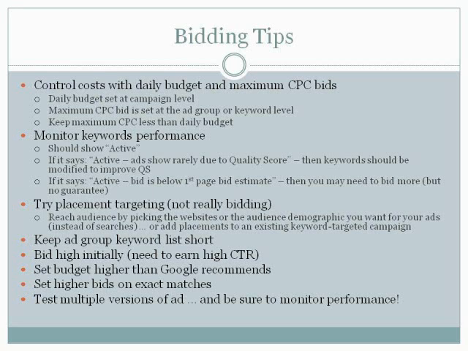Then you really need to monitor your keywords' performance. As you go into your AdWords and take a look at how things are going, you should see the word active. Active means that it's placing ads and doing pretty well. You should also take a look at your quality score. You might see the words active, ads show rarely due to quality score. That's a real key to you that your keywords need to be modified to improve your quality score.